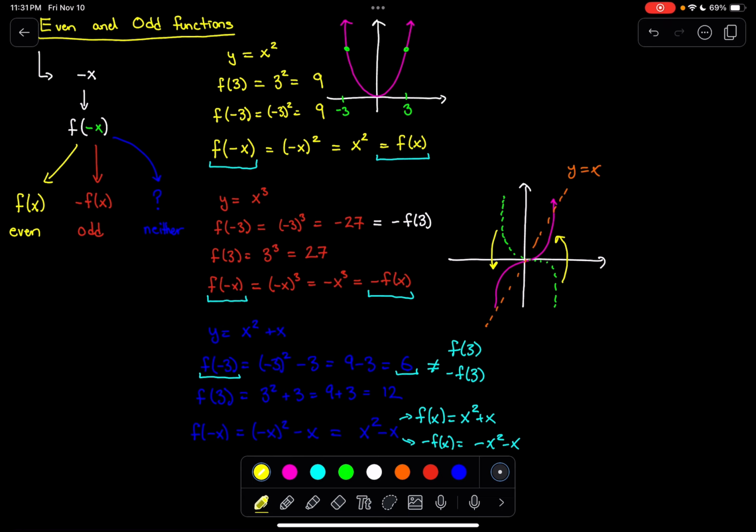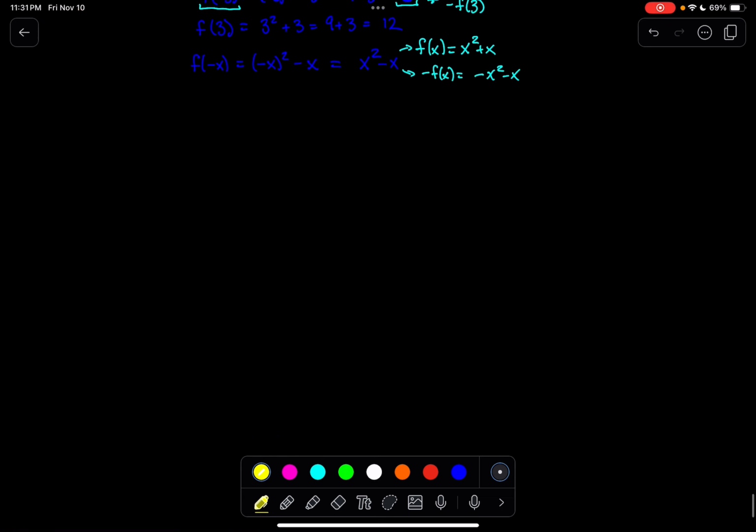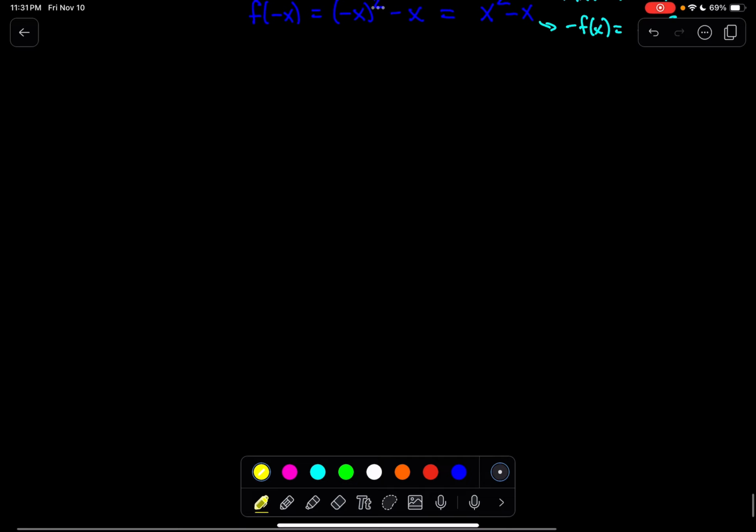So what does this all have to do with trig functions, right? In the homework, we're learning about trig functions and properties of trig functions. And so, well, let's see what happens. So let's examine sine of x and cosine of x to see if they are even, odd, or neither. Let's see if they have any special properties.